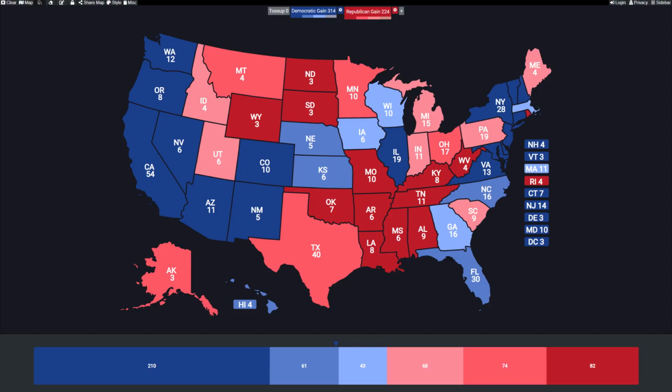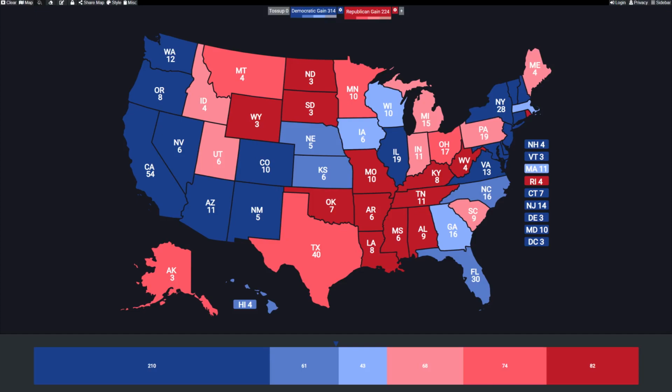And what are the takeaways? Well, of course, most of the South, that shifted hard toward the Republicans. The West Coast, that shifted hard toward the Democrats. The Northeast also did go toward the Democrats, with the exception, curiously, of Rhode Island. And Massachusetts also had a very small shift.